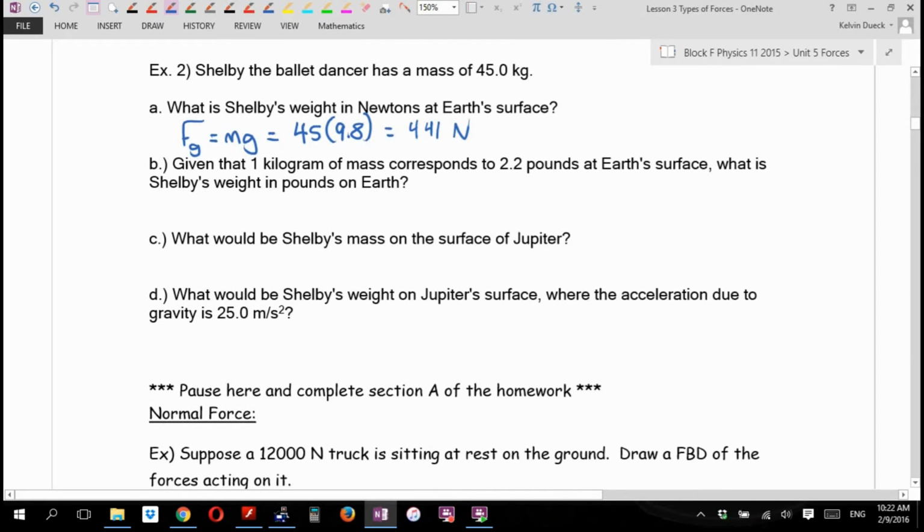Given that 1 kilogram of mass corresponds to 2.2 pounds on the Earth's surface, what's Shelby's weight in pounds? Pounds is the imperial measure of the force of gravity. Well, we would go like this. 45 kilograms times, we want kilograms to cancel. What's the abbreviation for pounds? LB? I have no idea why. I have to handwrite it because I hate doing a lowercase l. It looks like a 1 to me.